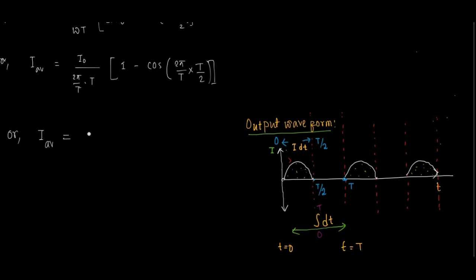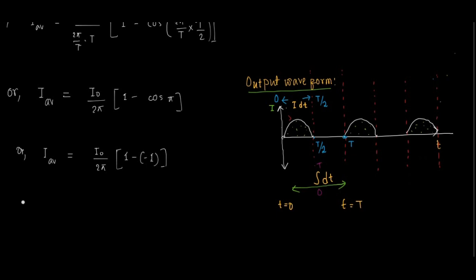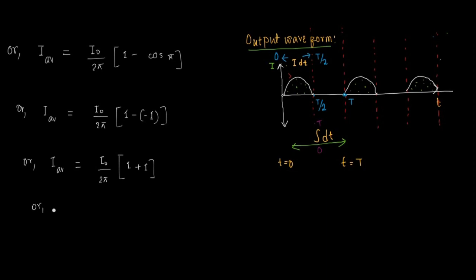Or, IAV is equal to I0 divided by 2 pi under bracket 1 minus cos pi. Or, IAV equal to I0 divided by 2 pi under bracket 1 minus minus 1, bracket closed. IAV equal to I0 divided by 2 pi into 1 plus 1. Or, IAV equal to I0 by pi, I0 by 2 pi into 2.